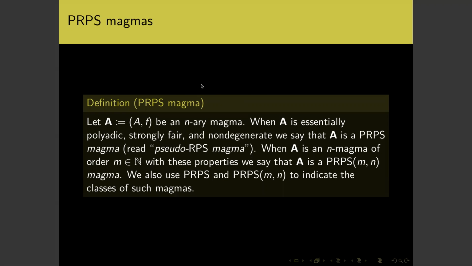So now I'd like to consider pseudo rock, paper, scissors magmas before moving on to rock, paper, scissors magmas proper. So if I have an n-ary magma, A, which is essentially polyadic, strongly fair, and non-degenerate, then I'm going to say that A is a pseudo rock, paper, scissors magma. When A is an n-ary magma of order M, I'm going to say that A is a pseudo RPS M,N magma, and I'm also going to use this notation to refer to the classes of such magmas. Okay, so this is close to what I want for a generalized rock, paper, scissors game.